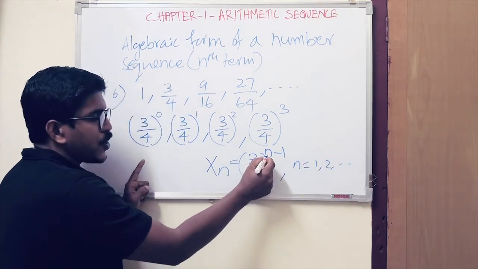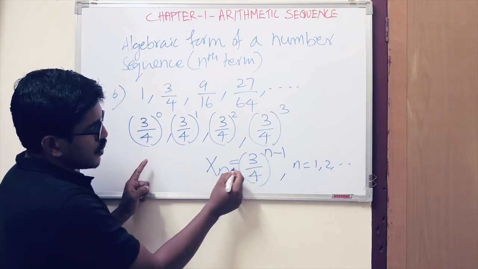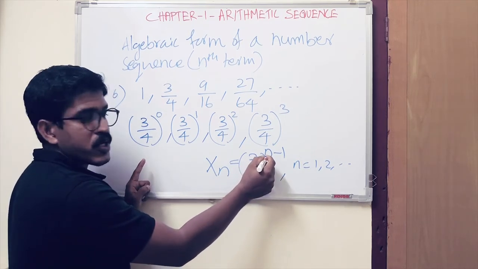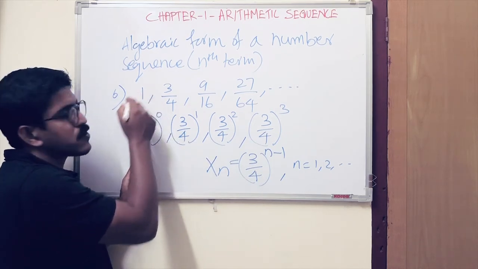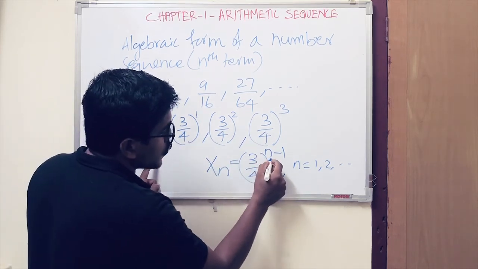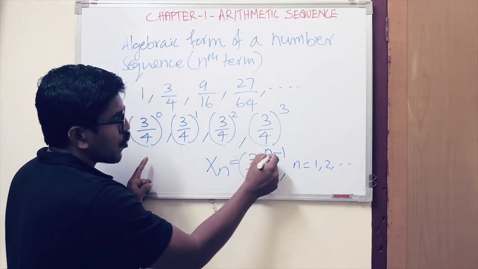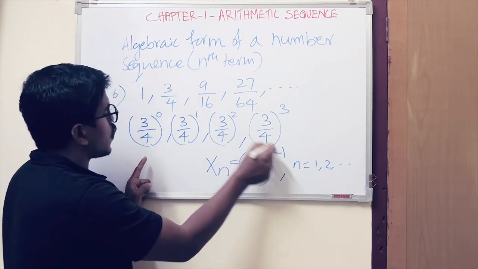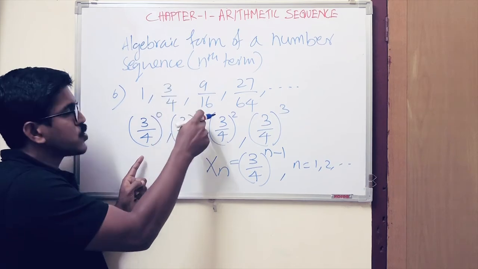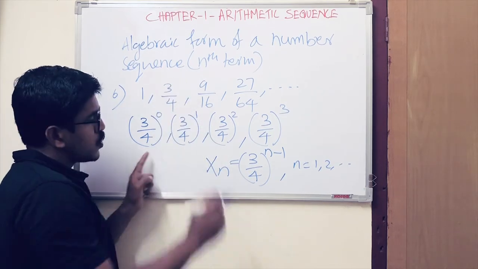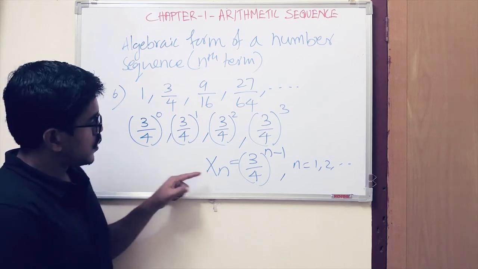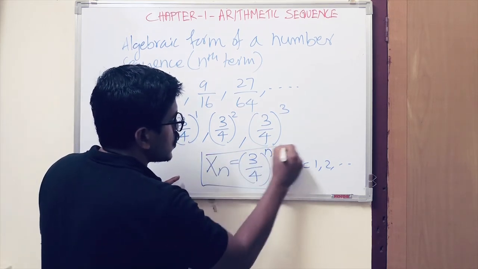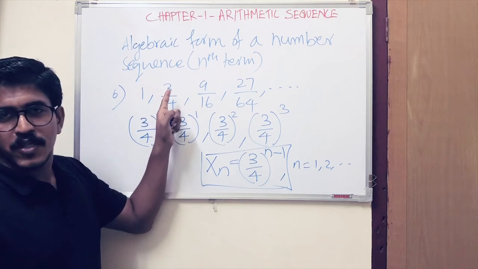That is, if n equal to 1, then it is 3 by 4 whole raised to 1 minus 1, that is 3 by 4 raised to 0, that is 1 will come. If n equal to 2, 3 by 4 whole raised to 2 minus 1, that is 3 by 4 raised to 1, that is 3 by 4 will come. So in this way we can construct all the terms from this general form. So this is the algebraic form of this number sequence.